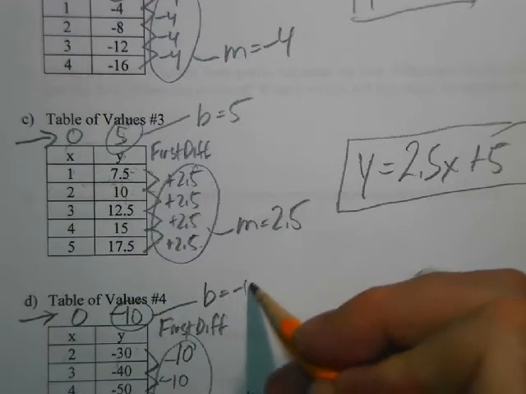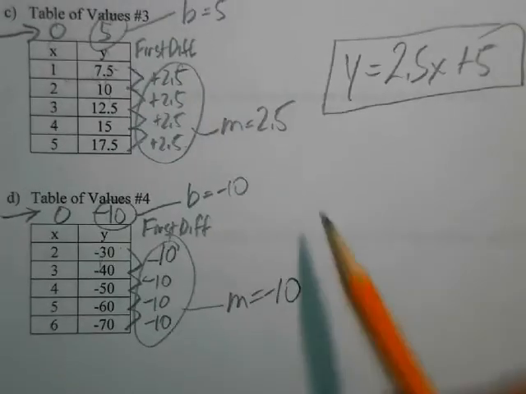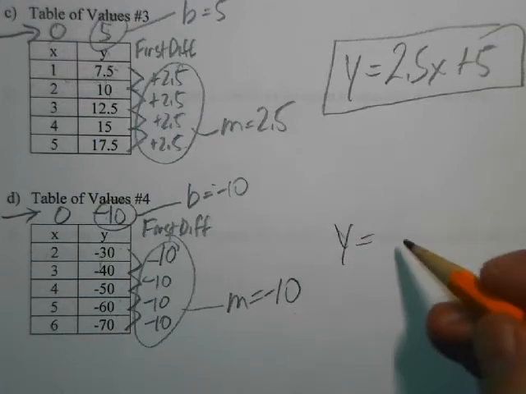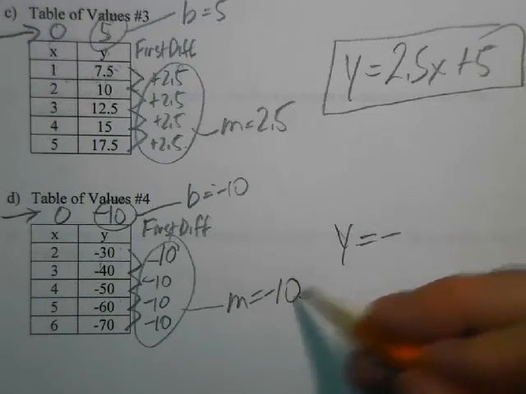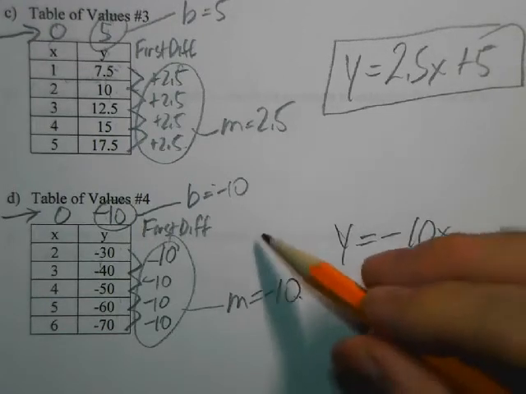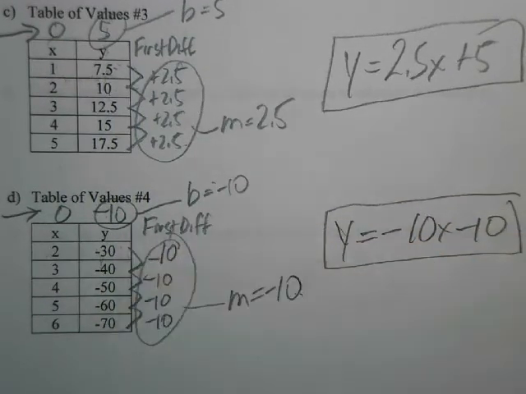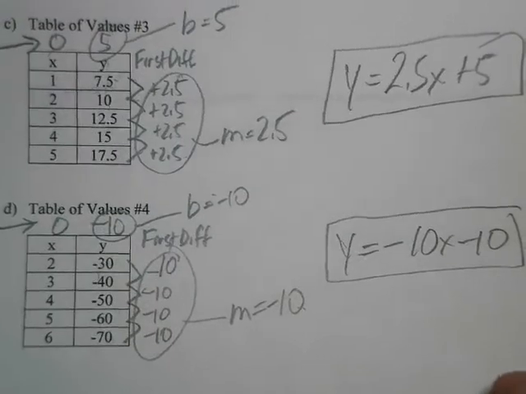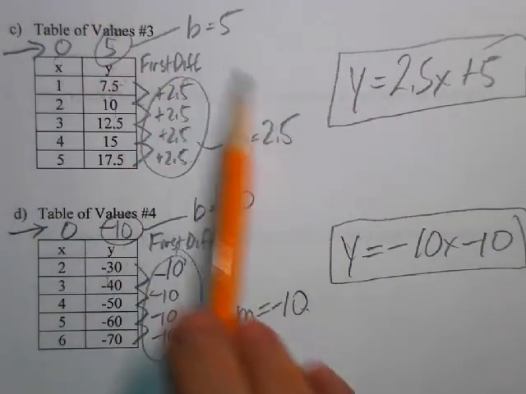B equals negative 10. In this case, it's just a coincidence that the b value and the m value are both the same. It doesn't really mean much. So that's negative 10 x, plus negative 10, which is minus 10. So there's our equation for that linear relation. Okay, so again, we've now learned our second most important skill, developing the equation from a table of values.